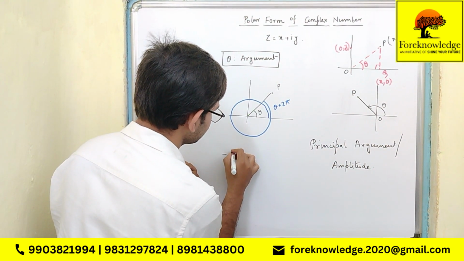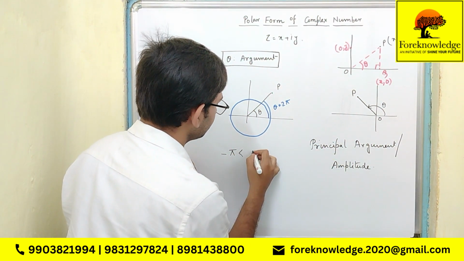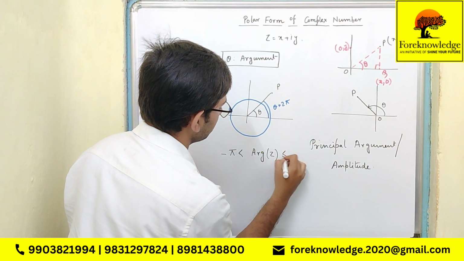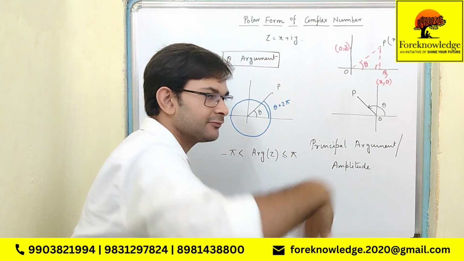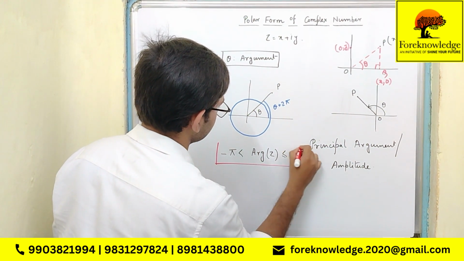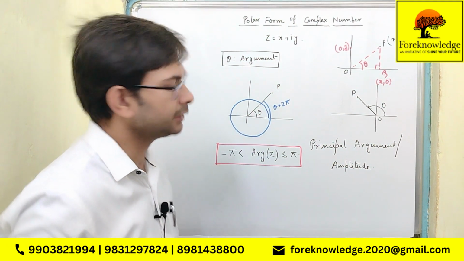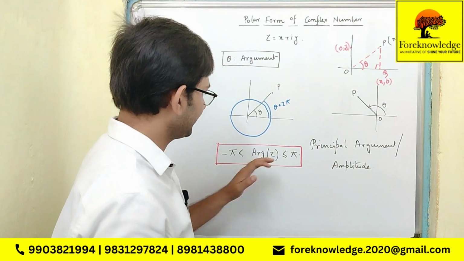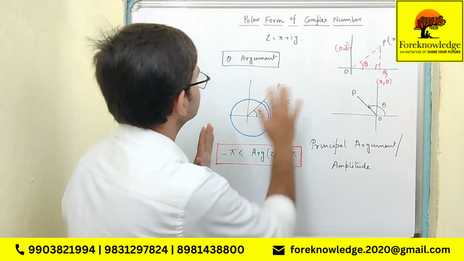The restriction is we start from minus pi, and the principal argument will be in between minus pi to pi, so that it does not keep on increasing like that. Okay. So this is the principal argument or amplitude of the complex number. Now, how do we calculate it? This is the range of the principal argument.